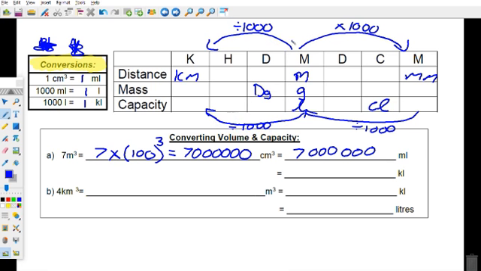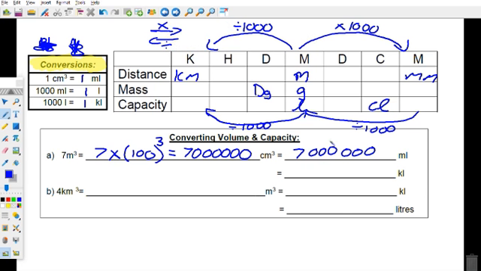Okay. So if we're going up higher, it's divide. If we're going down, it's times. So go that way, it's multiplication. This way, it is division. Okay. So we need to divide by 1,000.